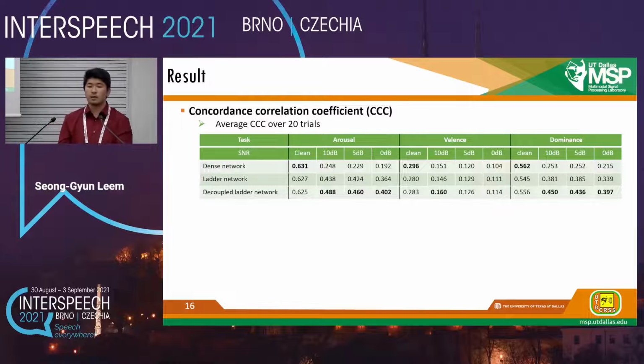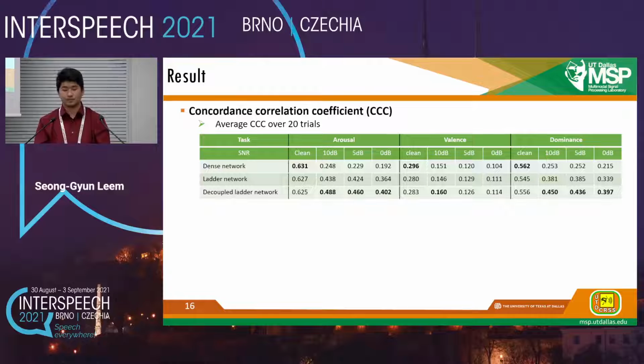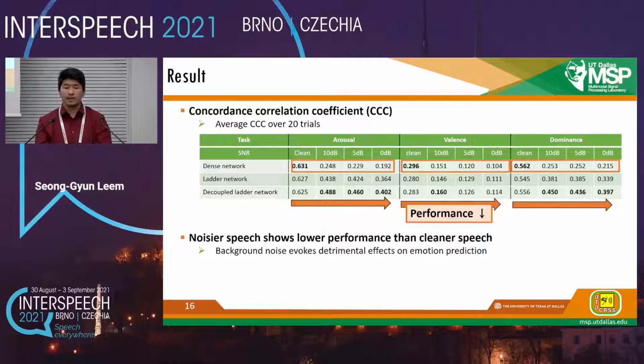So here is the result. We summarize the average concordance correlation coefficient over 20 trials for each model and each recording condition. You can first see that the performance decreases as the signal-to-noise ratio of the recording condition gets lower. So we can say that there is a detrimental effect of background noise on emotional prediction.